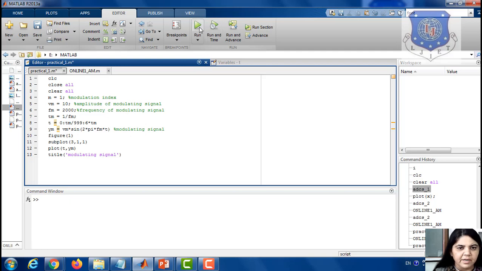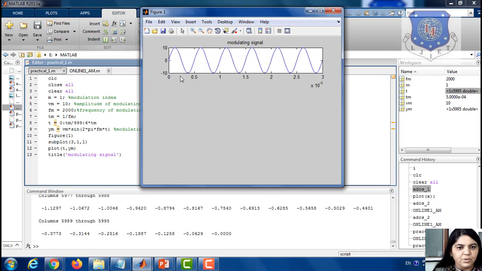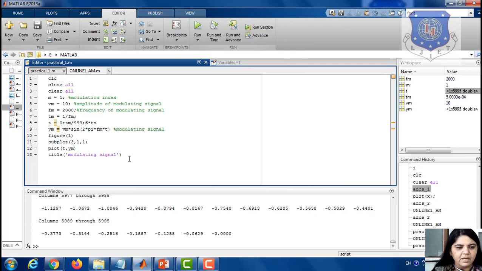Now we run the command. By running this, you can see my modulating signal having the frequency which I defined, and here is the value that I specified. So you can see that the modulating signal is there. Now similarly, we can also generate the carrier signal. So my next task is to generate the carrier signal.